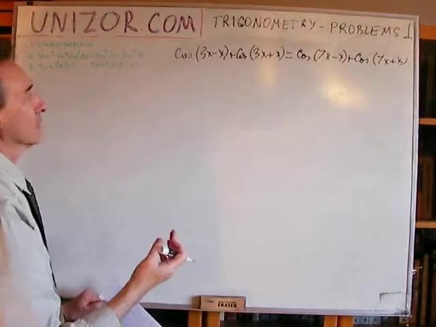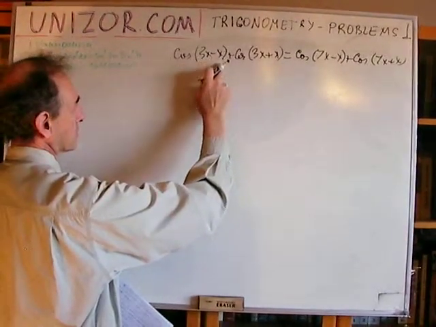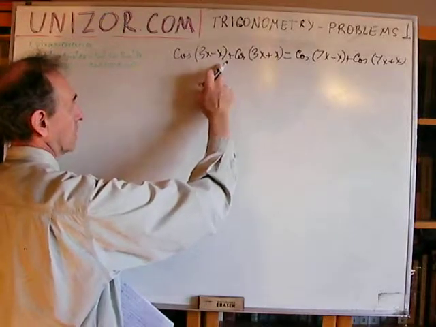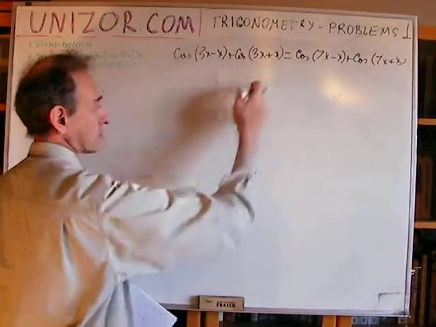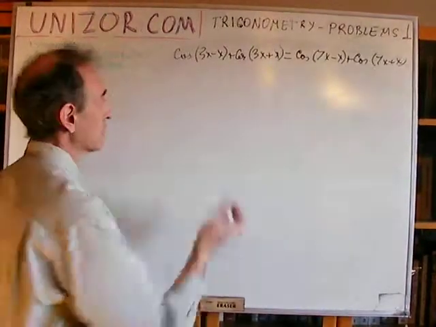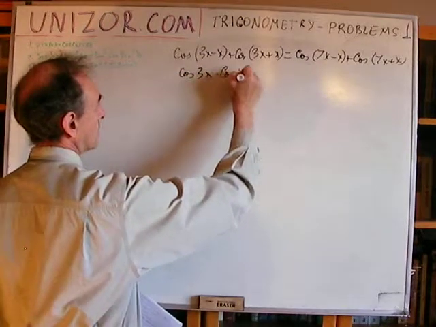Why is it easier? Well, think about it this way. This is cosine times cosine plus sine times sine, this is cosine times cosine minus sine times sine, and sines will be reduced, so I will have a product of cosine 3x times cosine x. That's it.